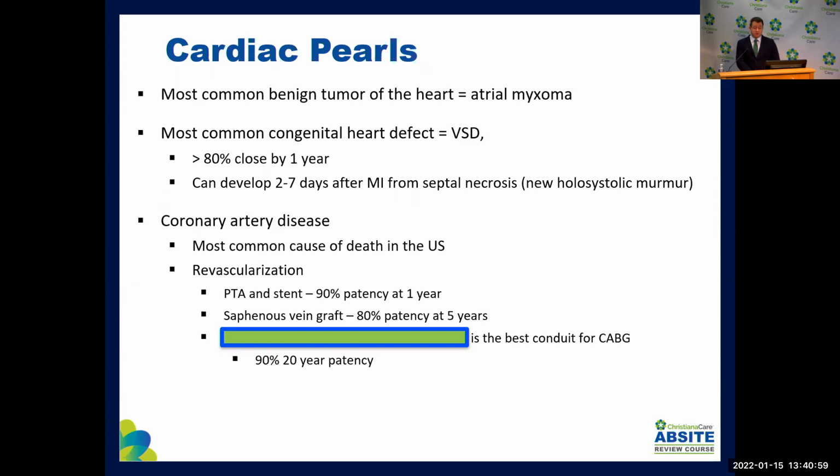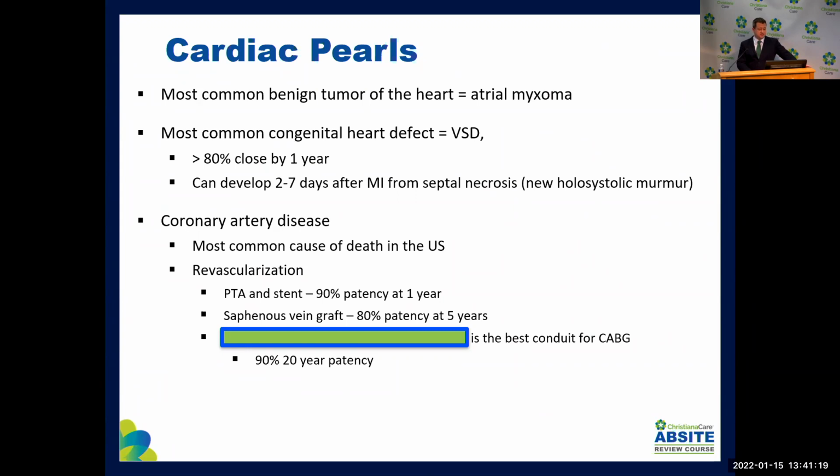The VSD can also happen after an MI from septal necrosis. And the way they'll give you that in a stem is they'll tell you a patient had a recent MI, and now it's day 5 to 7 because of that tissue necrosis. You now have a new holosystolic murmur. What happened? They developed the VSD.